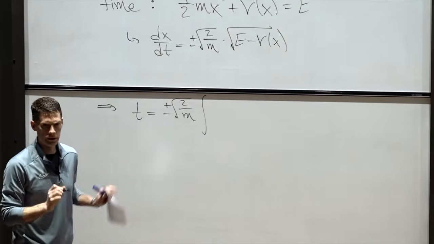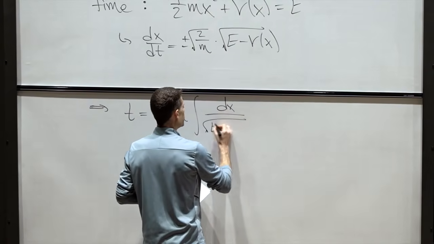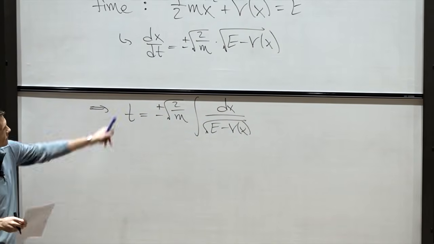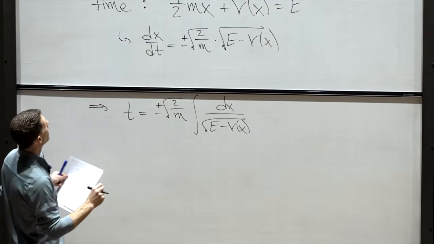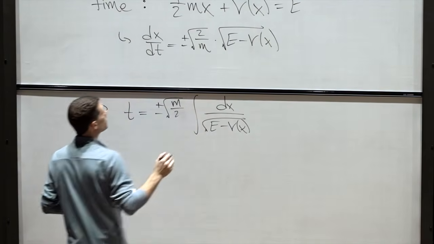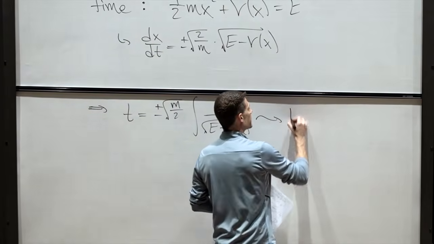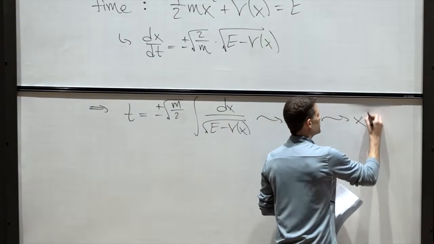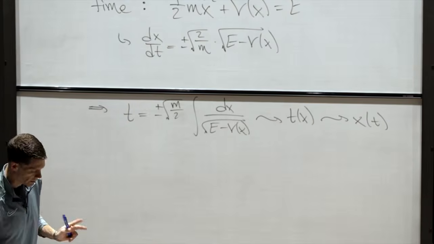One way to do it is leave this generic as an antiderivative. The antiderivative of dx over root e minus v of x. And let's suppose that I could solve that integral. Oh, this should be m over 2 this way, right? In principle, if I integrate that, I'm saying suppose I could, then I would have t of x. And suppose that I could then invert that relation, then I get x of t. Okay, it's not a very nice exercise, and you have to be very careful about the square roots and even the plus minuses, but okay. That's at least in principle something we could do.